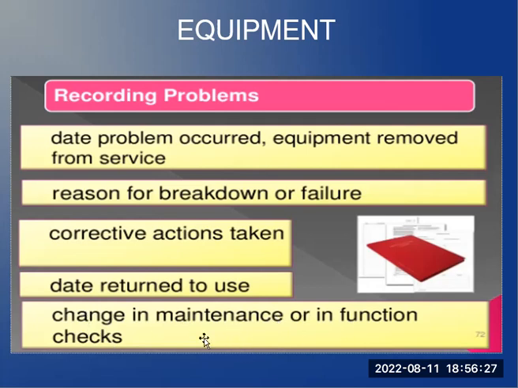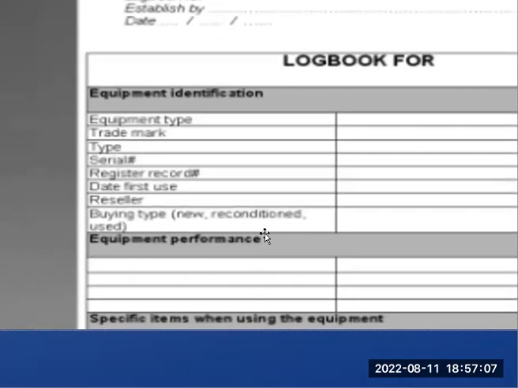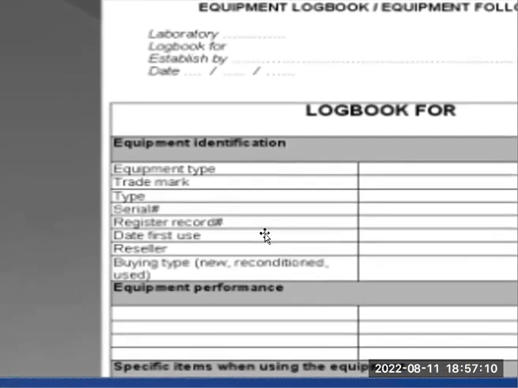Change in maintenance or in function checks. You need to ask the engineer if there are changes in maintenance or in the functions, and you need to check that it's still correct. You need to base the changes on your manual operator procedures. So this is the example of the logbook, with the equipment type and trademark.